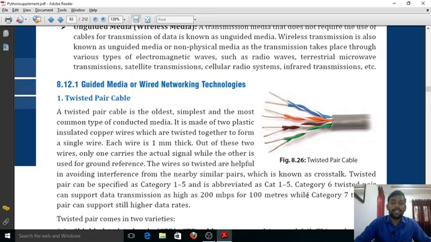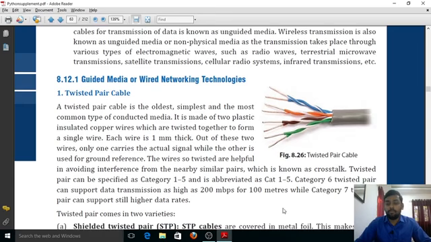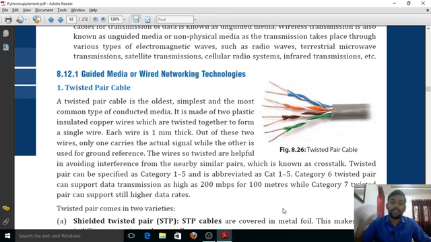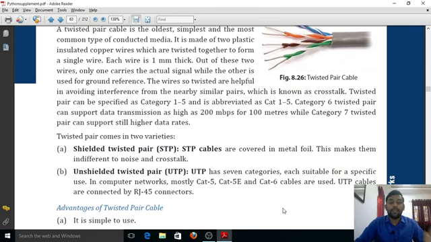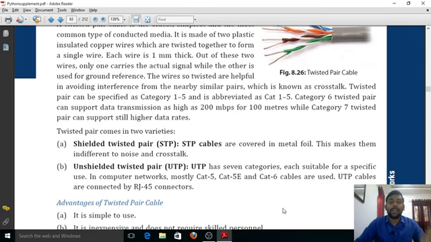Then category 6 twisted pair can support data transmission as high as 200 Mbps to 400 meters, while category 7 supports higher than that. So category 6 and 7 support high data transmission in terms of both the data carrying capacity as well as the distance it travels. Then twisted pair has two varieties: shielded twisted pair and unshielded twisted pair, or we can say STP and UTP.